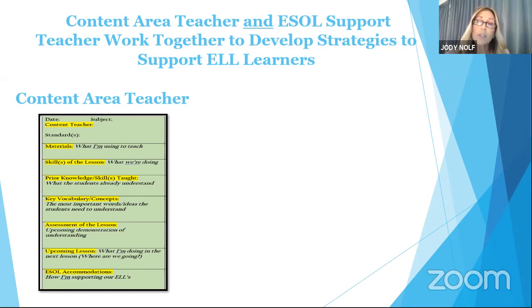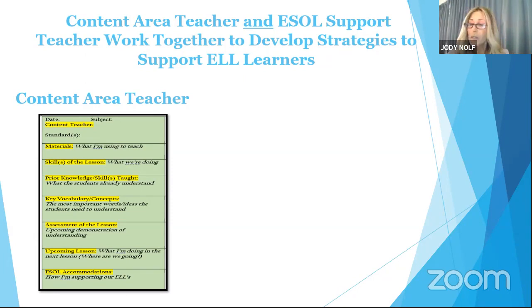And I want you to pay particular attention to the ESOL accommodations box at the bottom. You may be saying, but that belongs on the other side. No, the content area teacher is also responsible for providing those ESOL accommodations, which is what I'm here today to help facilitate for you.